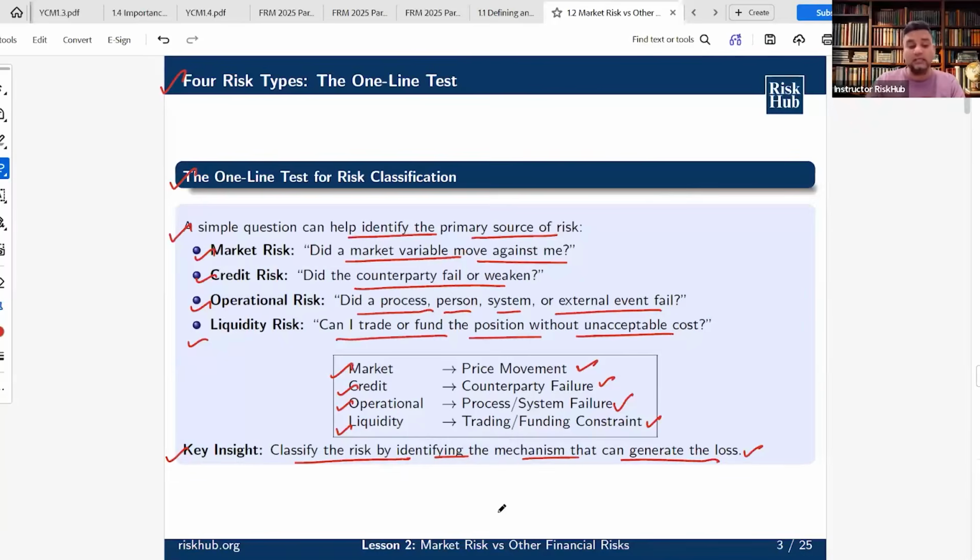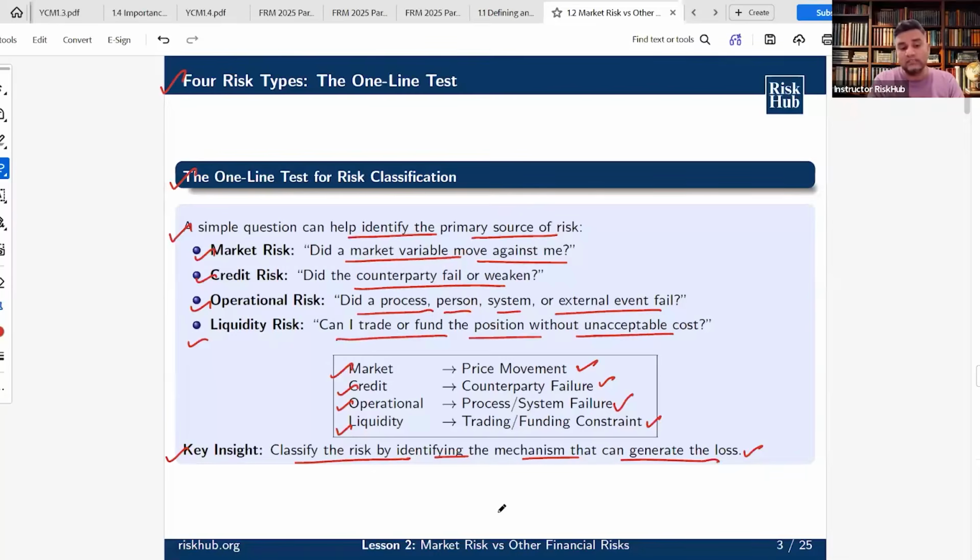So the slide basically gives a clean test to place a loss into one category. Market risk test: whether the market variable moved against the position. Credit risk test: whether the counterparty failed or weakened. Operational risk test: whether the process, person, system, or external event failed. Liquidity risk test: whether the position can be traded or funded at an acceptable cost. The position is a holding that gains or loses value. The market variable is any market-quoted number that feeds the valuation.